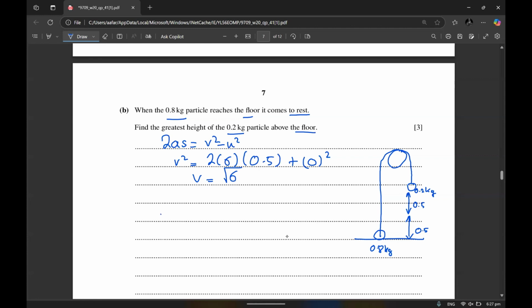So this is the initial velocity of the 0.2 kg particle. Now the acceleration acting upon this particle will be -10, right? To find the maximum height, the final velocity is 0, the initial velocity is root 6, and the acceleration is -10. Wait, why are we using this equation? Sorry. We should use this. So the maximum height it will reach will be 0 square minus root 6 whole square over 2 times -10.